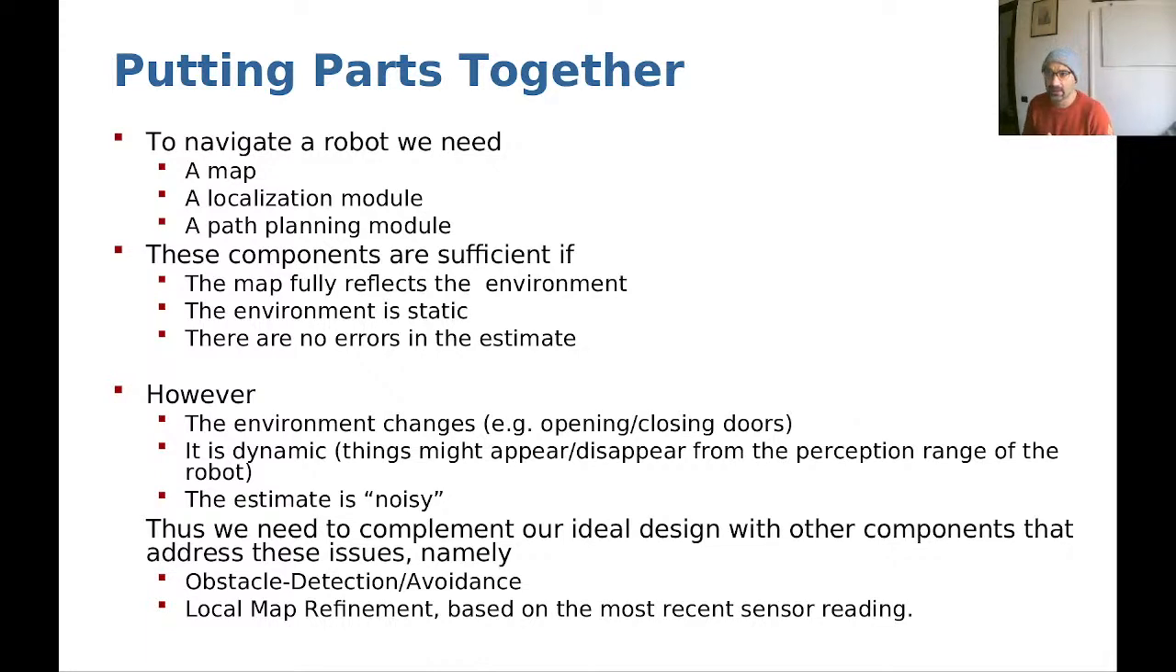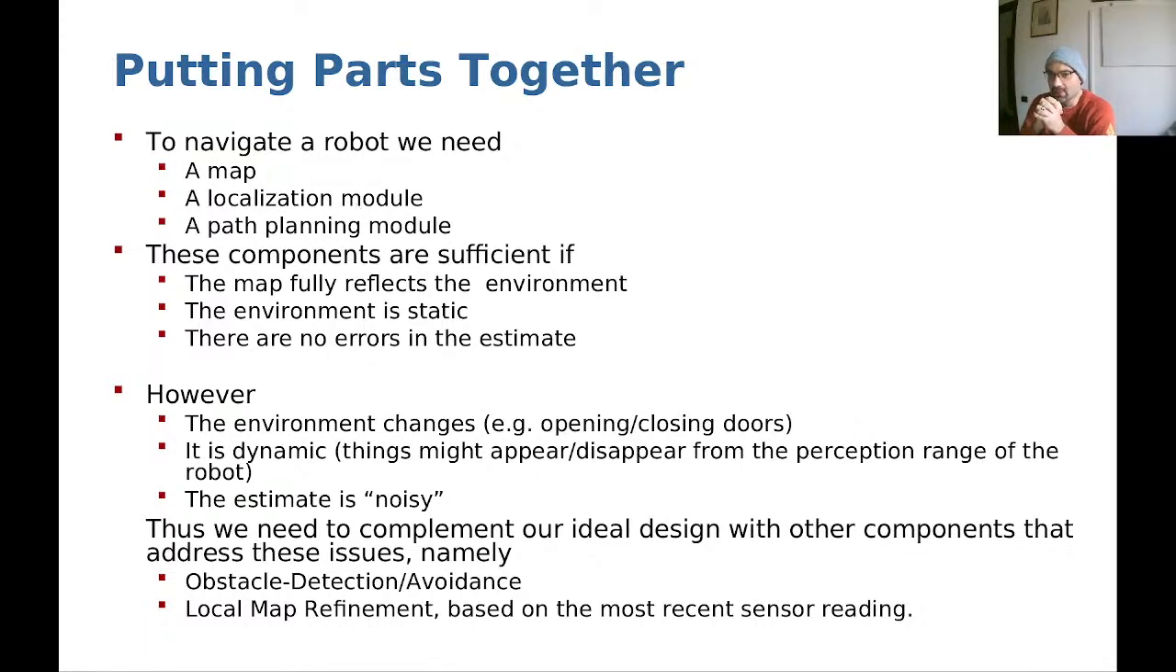But the problem typically is that there might be errors in the localization, there might be errors in the planning, and in particular the environment typically is not static. That means you might have people around, you might have passages appearing and disappearing, like people. You might have noisy estimates, because maybe your localization is not yet converged, as in the video that we have seen before. It takes a while before determining where the robot is.